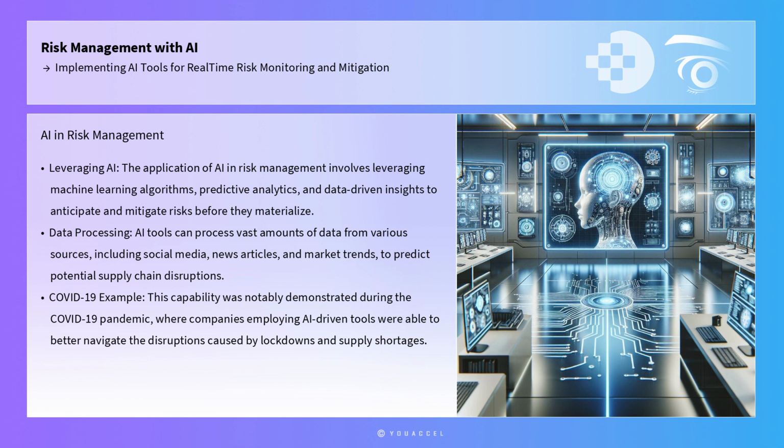For instance, AI tools can process vast amounts of data from various sources, including social media, news articles, and market trends, to predict potential supply chain disruptions. This capability was notably demonstrated during the COVID-19 pandemic, where companies employing AI-driven tools were able to better navigate the disruptions caused by lockdowns and supply shortages.